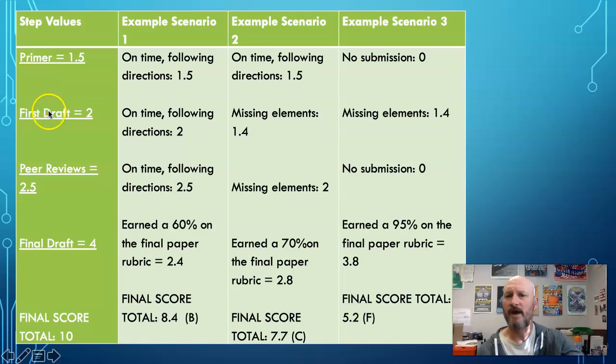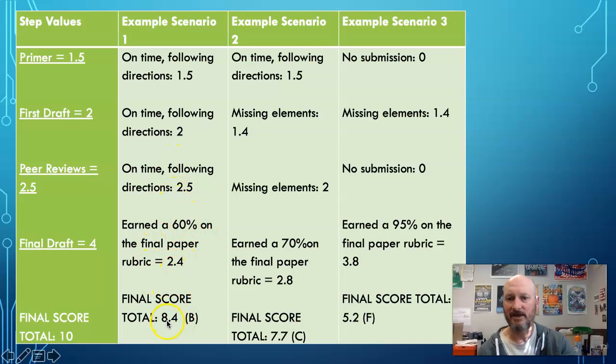Primer's worth 1.5, first draft is worth 2, peer reviews are worth 2.5, the final draft is worth 4. That all adds up to 10. You want to do every step, and I hope you'll see through looking at these scenarios, and again, this is also on the handout that I've uploaded to Connect, that it makes better sense for you to do every single step and get a bad score.